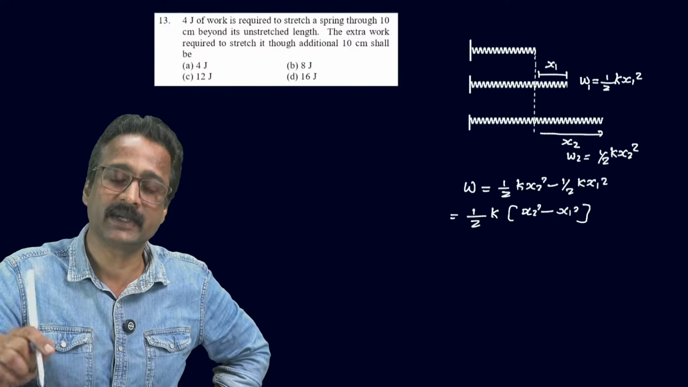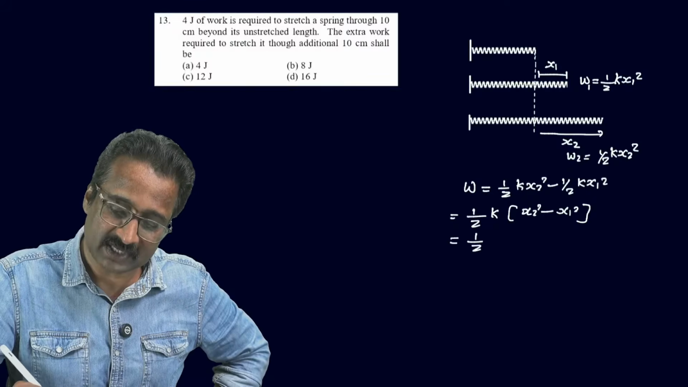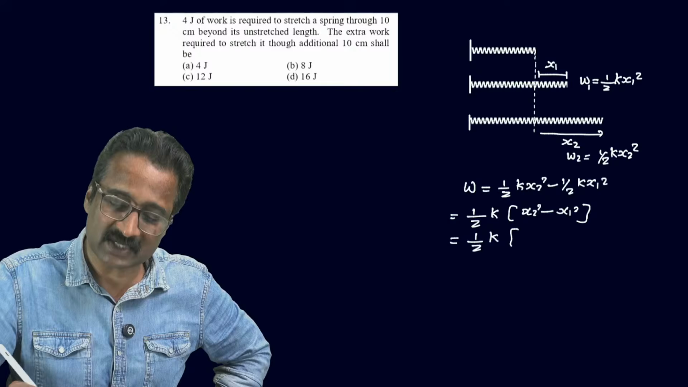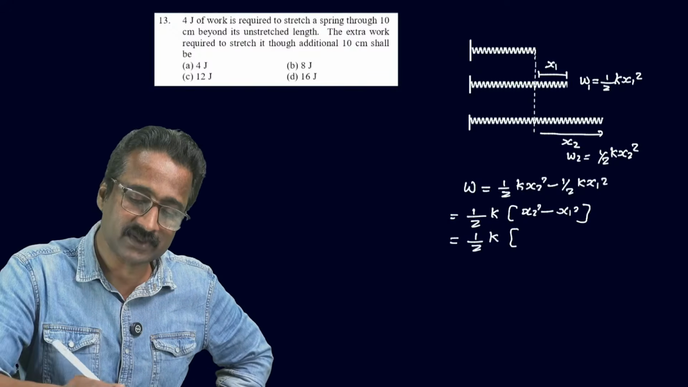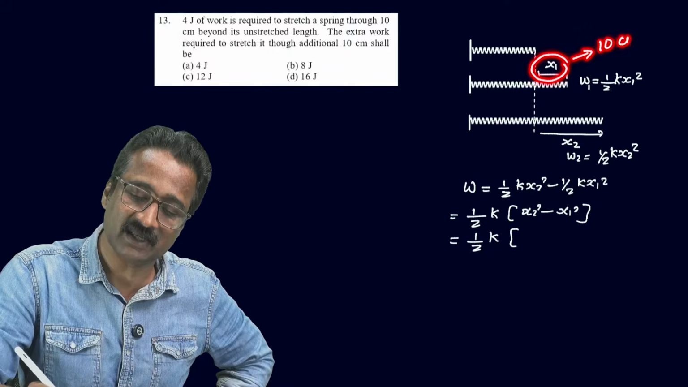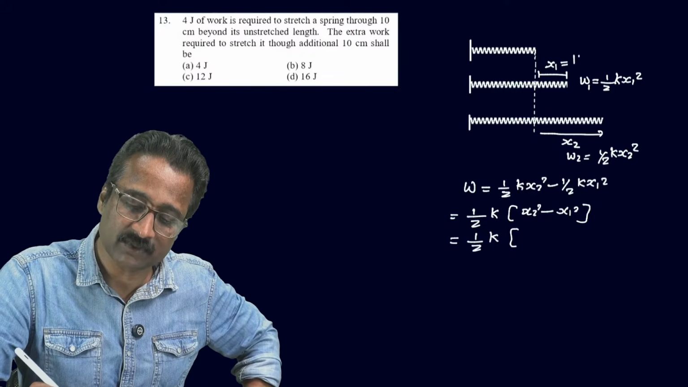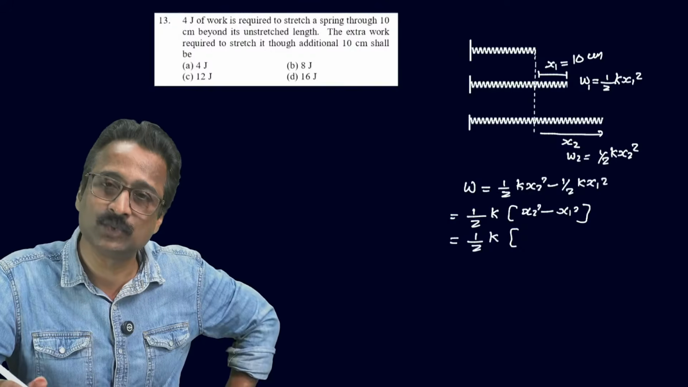Now let us go back to the question and see what data is given. Number 1, half into K into. Let's see first of all what is x2 and x1. In the question it is said that the spring is already stretched by a distance of 10 centimeter. So x1 is 10 centimeter in the question. Let me use that value. That is 10. What is x2?